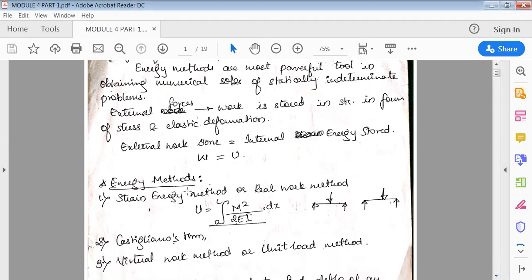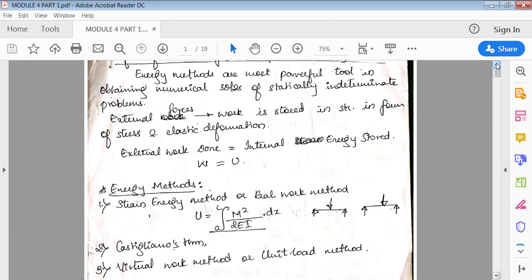Now in these energy methods, basically there are three types. One is the strain energy method, also called the real work method. Next is Castigliano's theorem, and the third one is the unit load method, also called the virtual work method. These are the only three methods used in energy methods. Energy methods are used to find solutions specifically for indeterminate structures. We know indeterminate structures are the structures wherein the unknowns are always more than the equations of equilibrium.